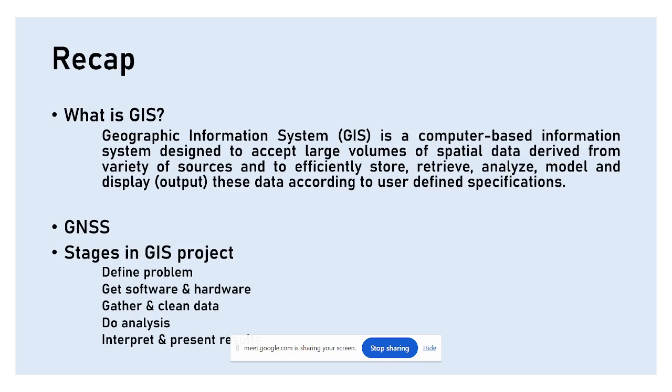Then we gather all the data required, which can be satellite imagery. Sometimes to generate digital elevation models we need elevation data, and population data if you are focusing on population density. Such data we gather. Then we sort it out, because we don't need all the information that we might be gathering, so we clean the data. Then we do the analysis, then we interpret and present the results. So these were the stages in GIS that were discussed.